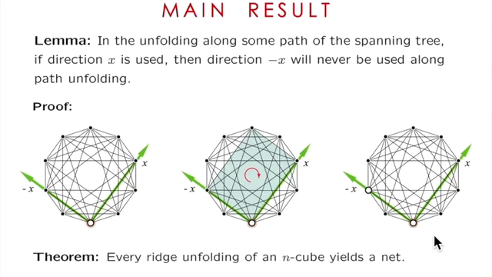Because of this, it immediately follows that every ridge unfolding of an n cube yields a net, because the moment you move in a direction, you could never make a U-turn. So here's how the proof goes. Given any spanning tree, choose a path in that spanning tree. Along this path, you will only be increasing the distance between the initial position and the final position. And if it's only going to be farther and farther away, then you will never have overlap.